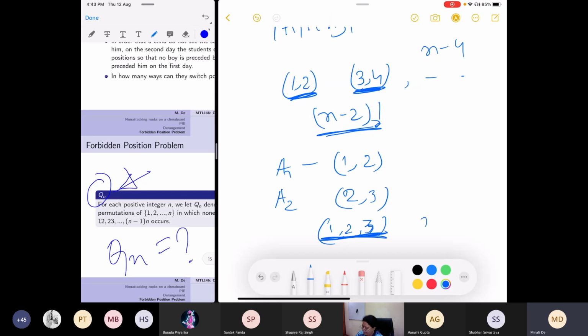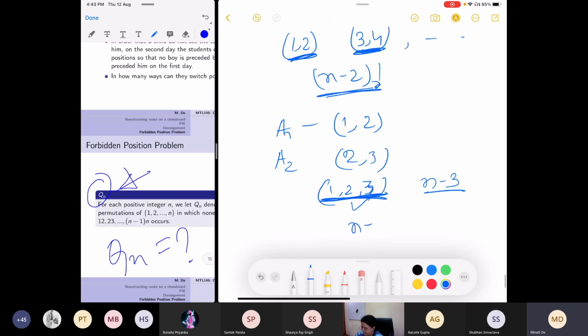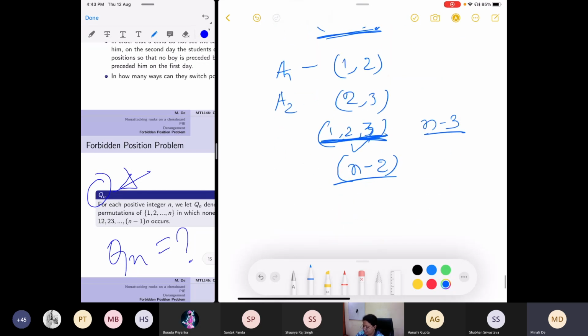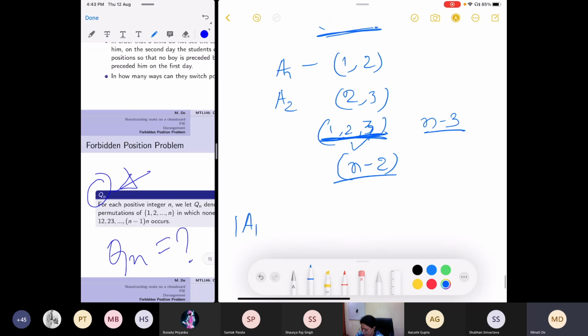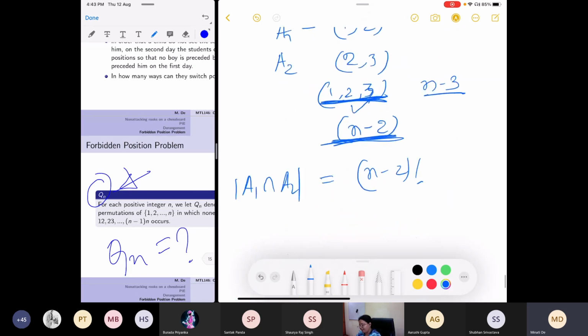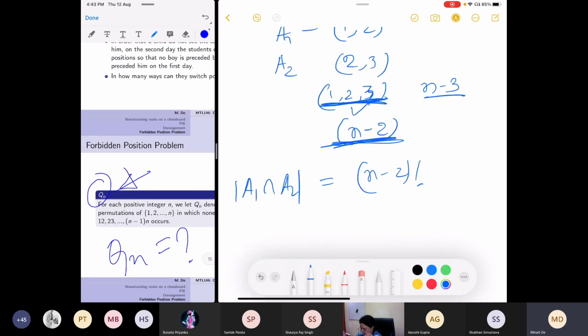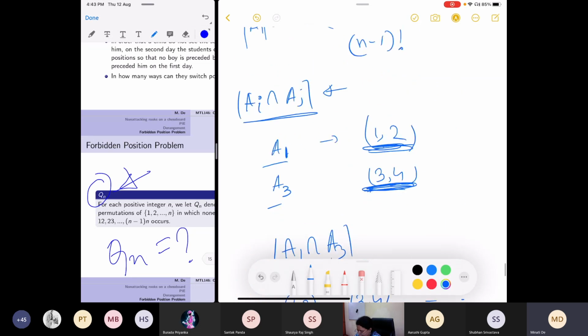And I have remaining n minus 3 symbols, right? So together with this, I have basically n minus 2 symbols. Now the question is how many ways, if you want to count the cardinality of A1 intersection A2, that number, then basically how many permutations you have using n minus 2 symbols? And that number is again n minus 2 factorial. So in both the cases, you can do this in n minus 2 factorial ways. So that is good for us.